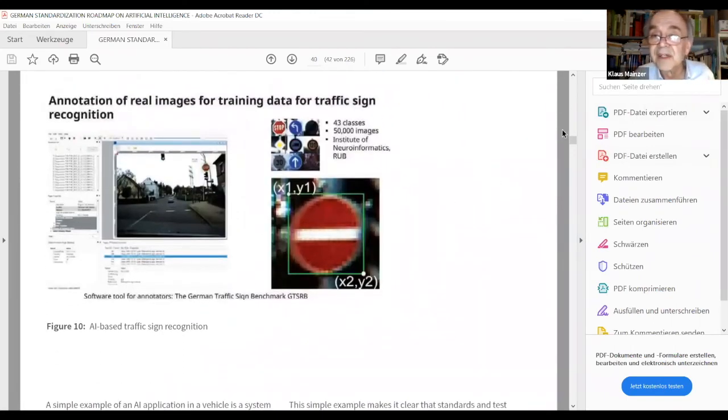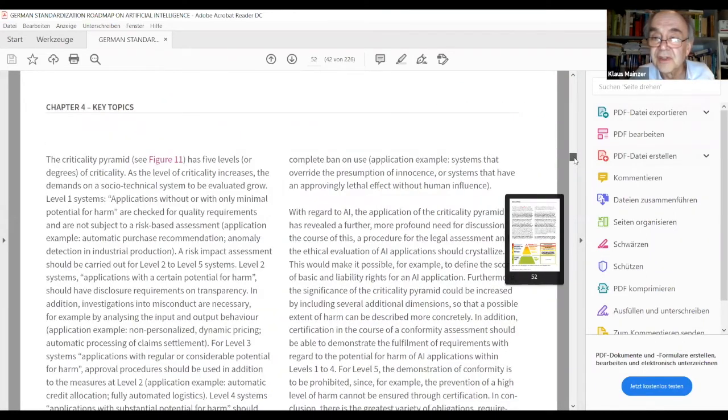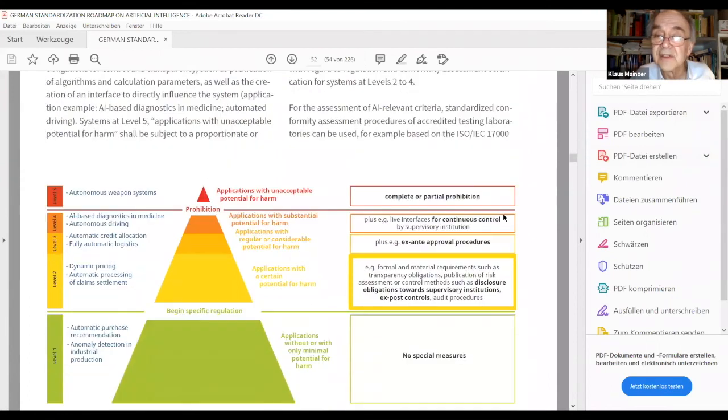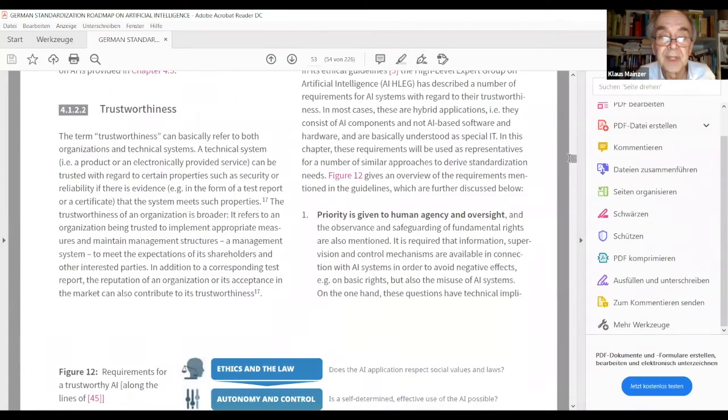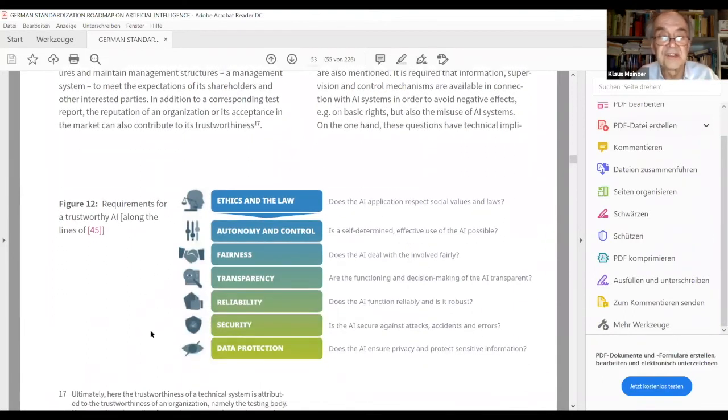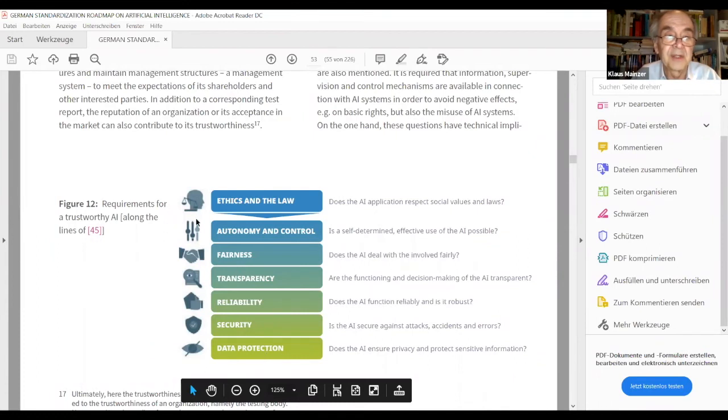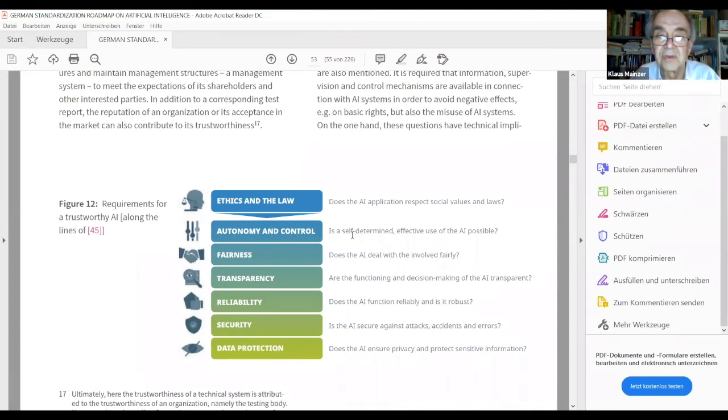Interesting, another application, it's page 53. Here is the pyramid again, which concerns degrees of autonomy, requirements for a trustworthy AI, data protection, question, does the AI ensure privacy and protect sensitive information, security, reliability, transparency, fairness, and now, interesting, autonomy and control. Is a self-determined, effective use of the AI possible? Crucial criterion.